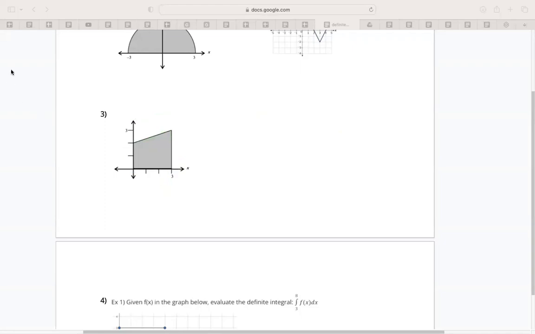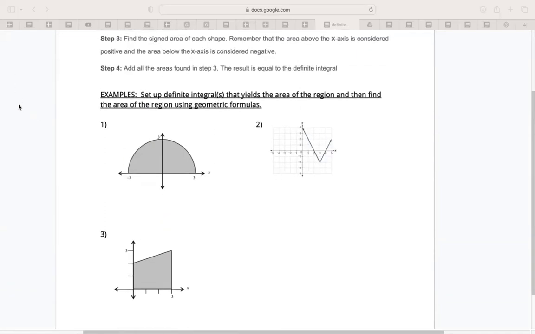So number 2 is not shaded, but if you look here, I'm going to trace this in. So we have this triangle, 1. We have another triangle, 2. And a third triangle here, 3. So we have 3 different triangles that we have to find the area of, again, using geometric techniques.